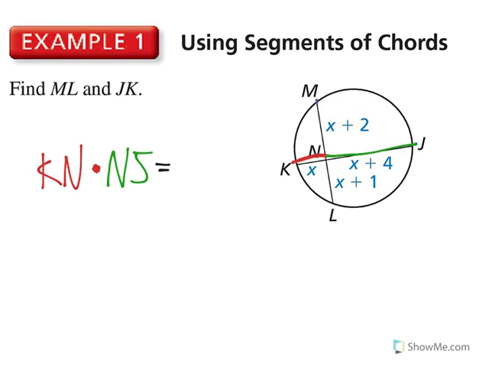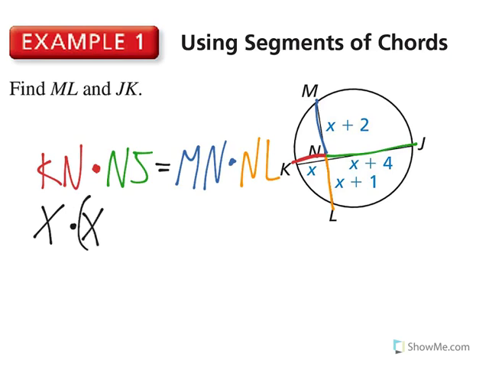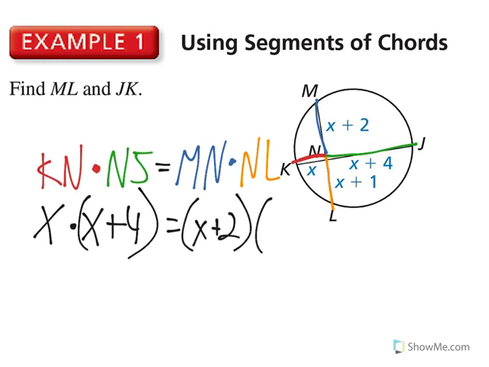So we have MN multiplied with the other side, NL. I multiply my parts of my chord, and they will equal each other. So when I do this, KN, I'm just going to plug in my values as X. NJ is X plus 4, and I need to put that part in parentheses since it has that plus. MN is X plus 2. And then NL is X plus 1.